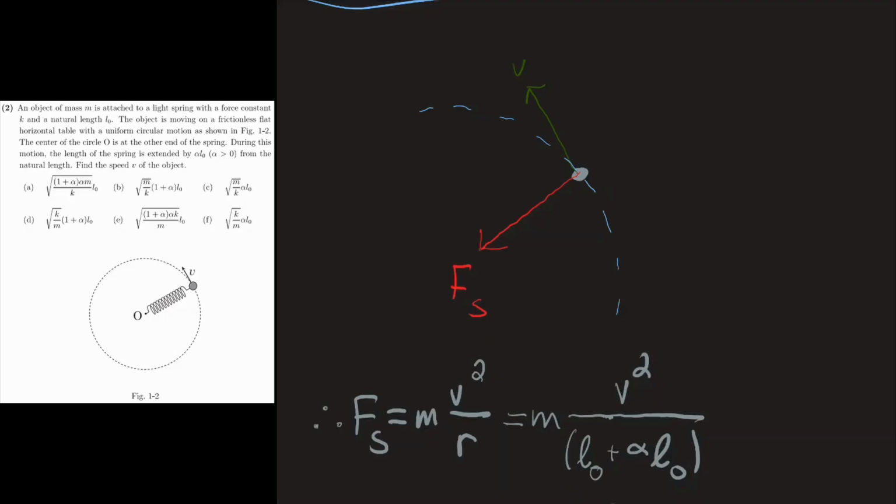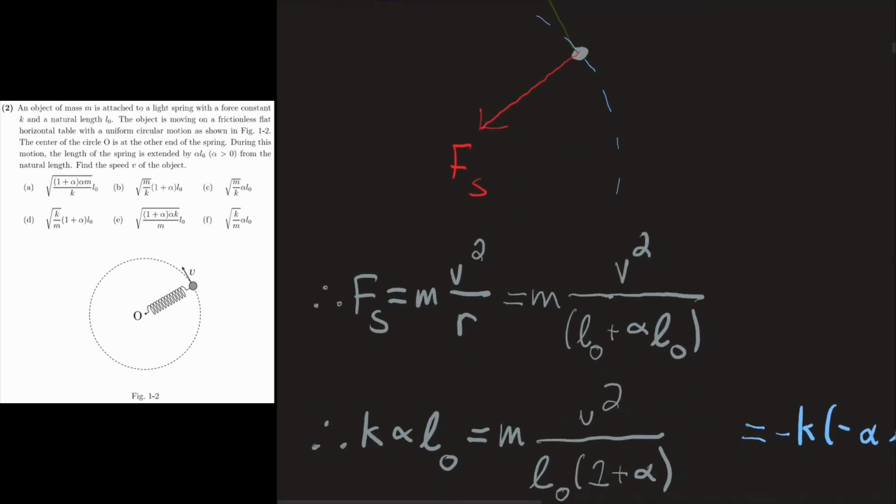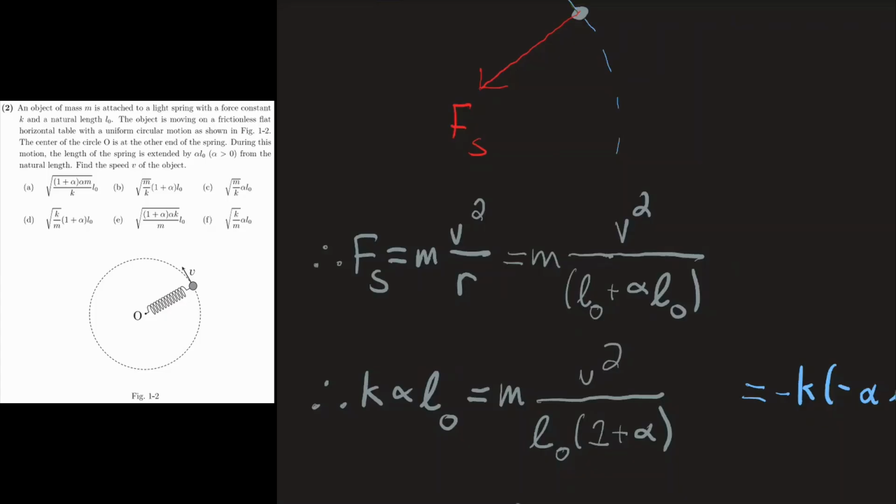The question says that the natural length of the spring is L sub O, and the spring is extended by the length of alpha times L sub O. So the distance from the center of the circle to the mass is L sub O, the original length, plus alpha times L sub O, which is the extra extension. So that's the centripetal force. And of course, the centripetal force is provided from the spring, meaning the centripetal force is just the spring force. So the force in the spring is equal to the centripetal force.